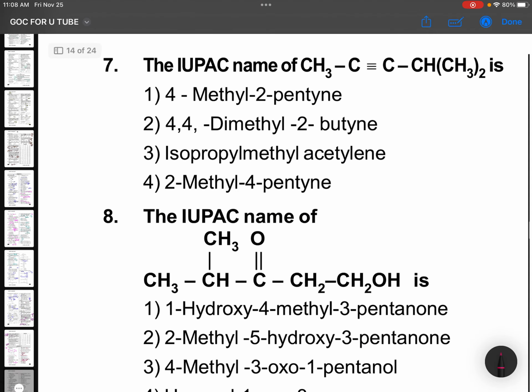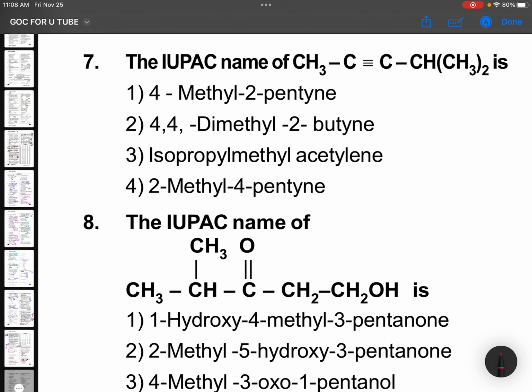Question number 7. The IUPAC name of this: this is first place, this is second place, this is third place, this is fourth place, and one of the methyl is fifth place. Take like this. So 4-methyl-2-pentyne.